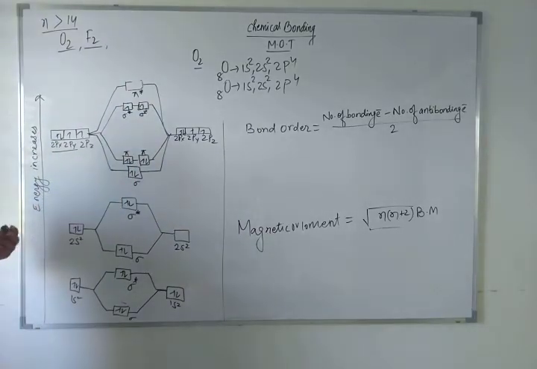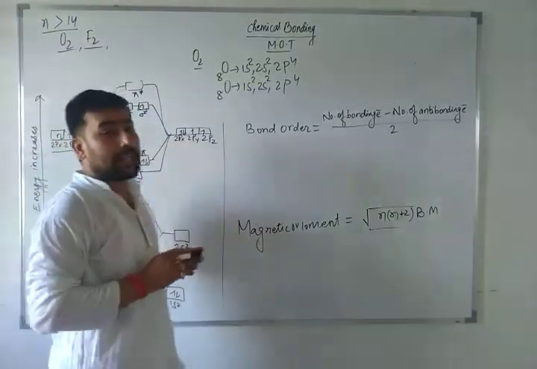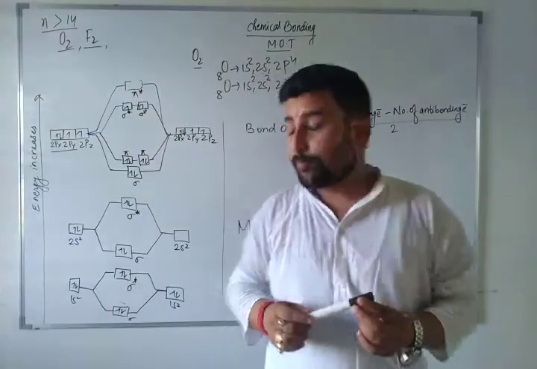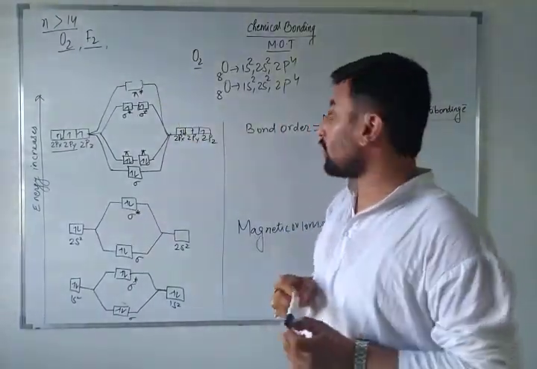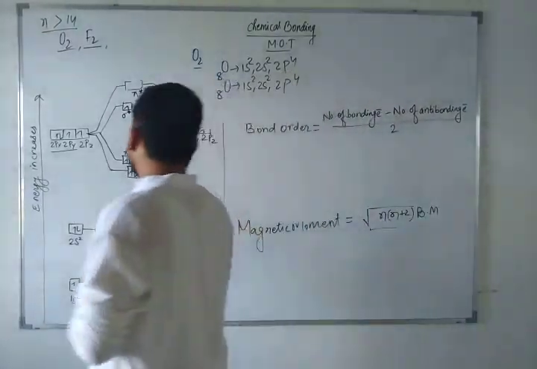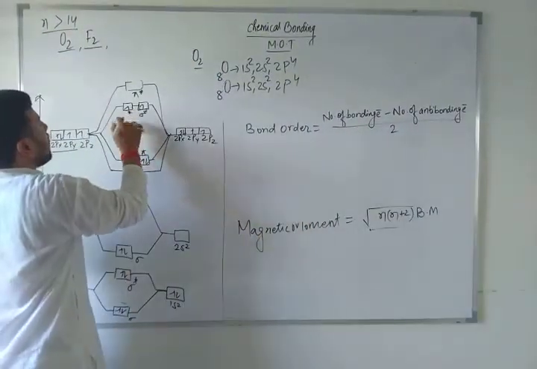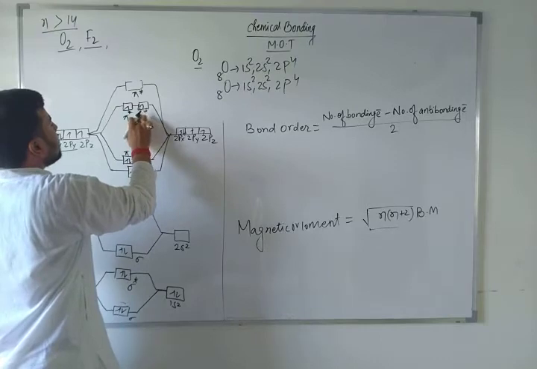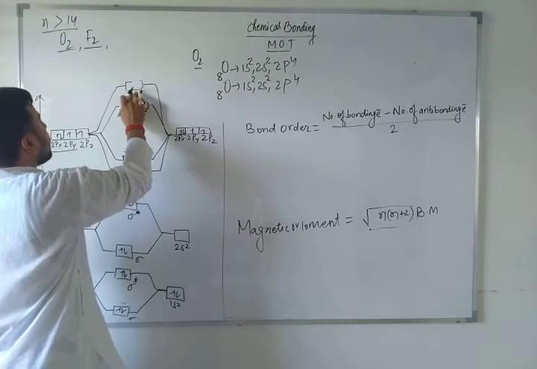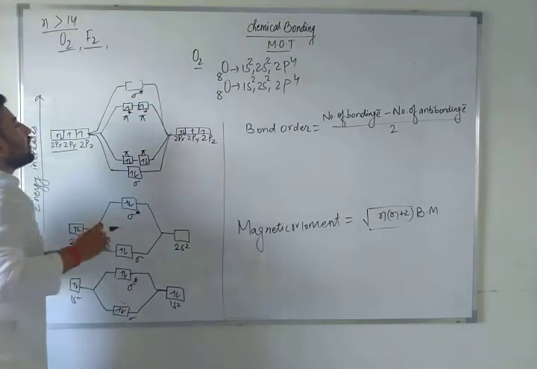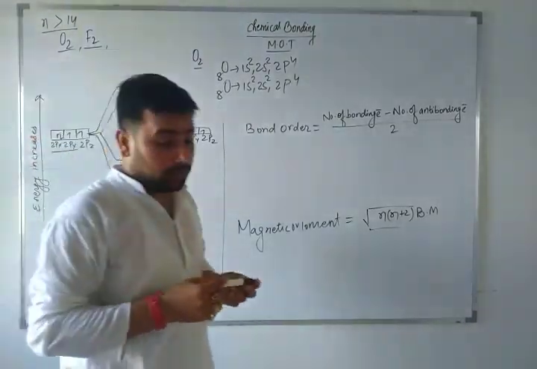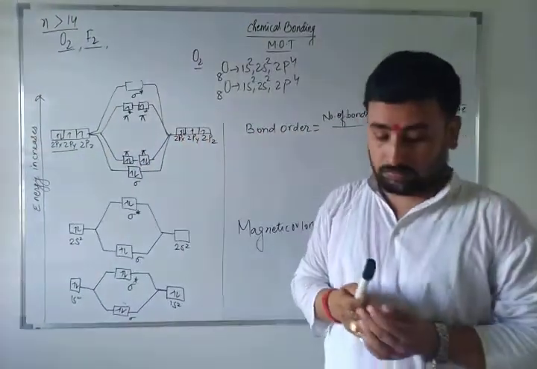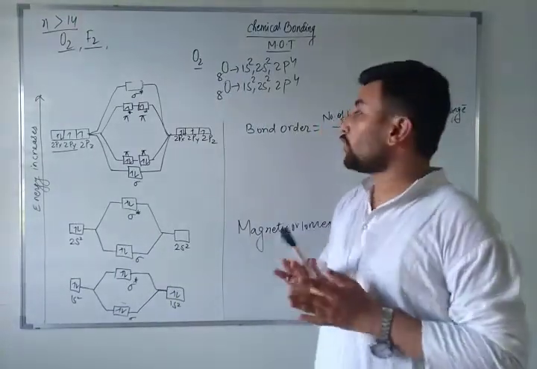Remember? Here you can also ask, sir, why not in anti-bonding does this pi star come down, or sigma star come out? These are pi star and these are sigma. Okay? So here you can ask me, sir, why doesn't this pi go up? It should go or not? You can ask me. I'm telling you what to do.